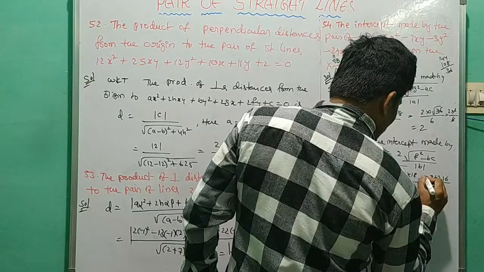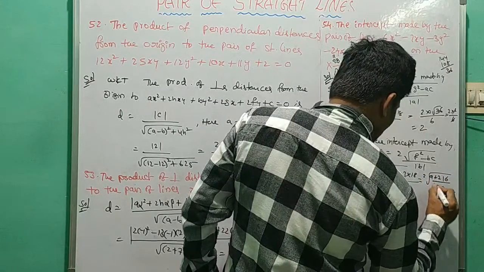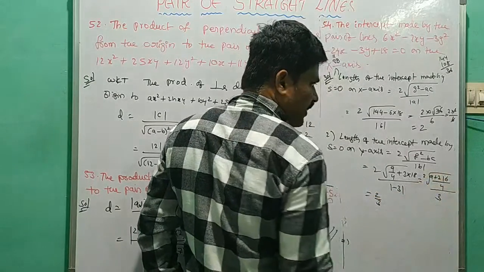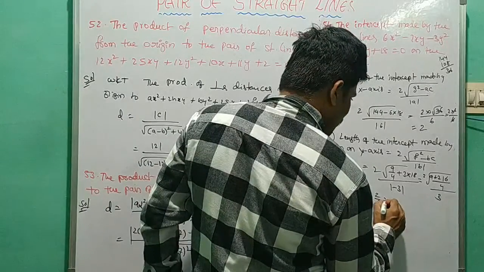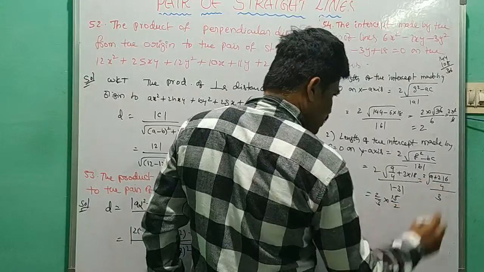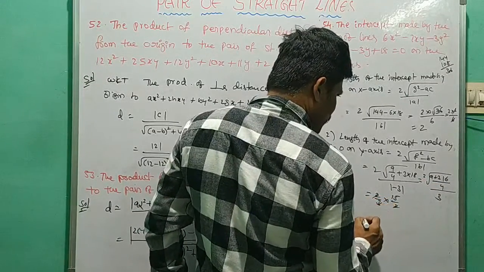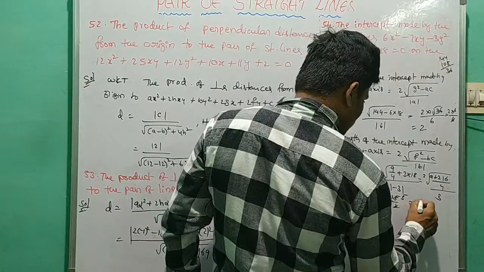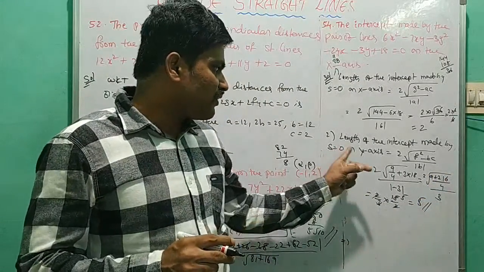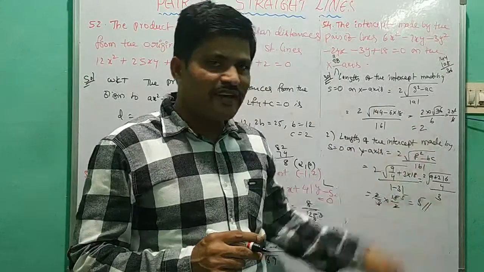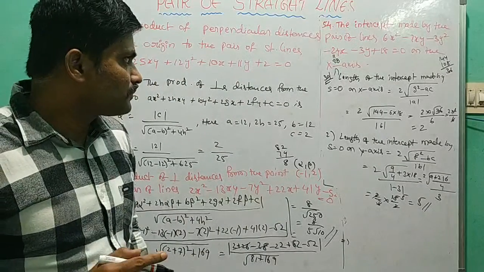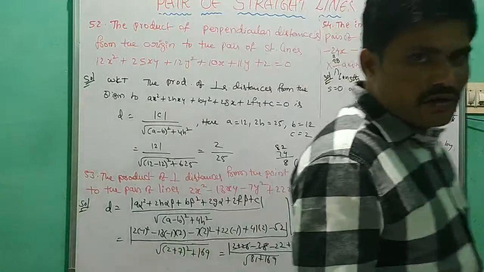That is 2 into square root of 225 by 4 by 3. Now here we write 2 by 3 into, this is 225. Square root of 225 means 15. Square root of 4 means 2. Now here 2 cancels. 3 times 5 is 15. The length of the intercept made by the given pair of lines on y-axis is 5, on x-axis 2. So these are also very, very important problems. Note down this problem.